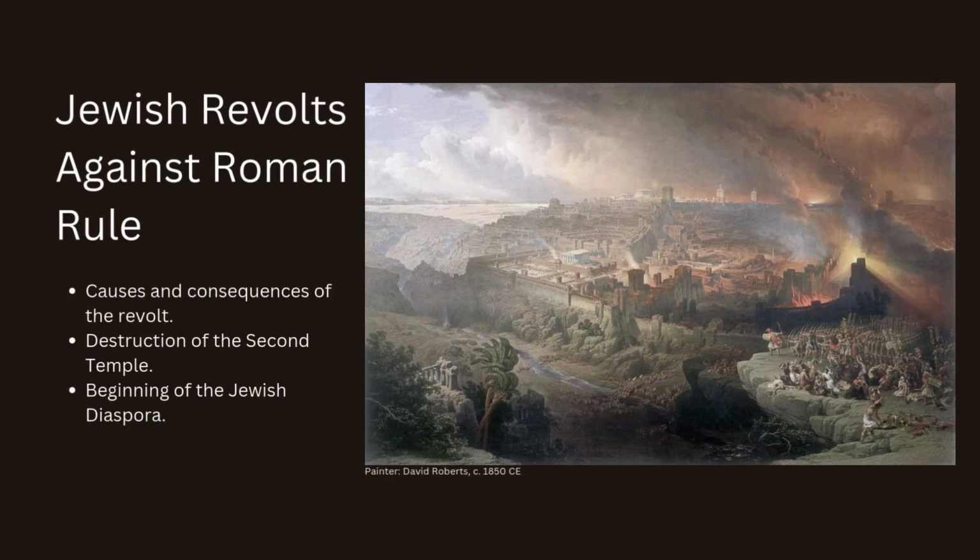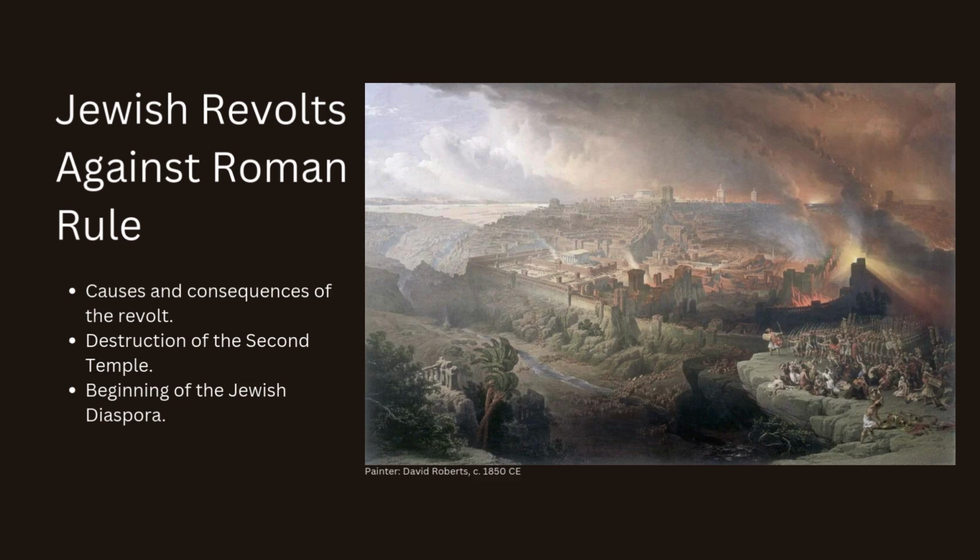Now, let's see the Jewish revolts against Roman rule. Tensions between the Jewish population and Roman authorities culminated in several major revolts. The first Jewish revolt resulted in the destruction of the Second Temple by the Roman general Titus in 70 CE, a devastating event for the Jewish people. The temple's destruction marked the end of Jewish political autonomy and began the Jewish diaspora.